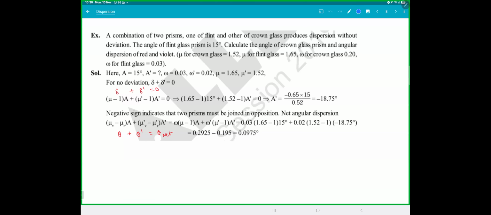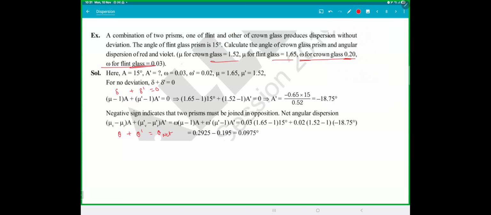So look at this. One is flint glass and the other is crown glass, so they have different mu values. A cup of flint glass is given, mu is given, mu is given. Omega is the dispersive power, and this dispersive power is given.